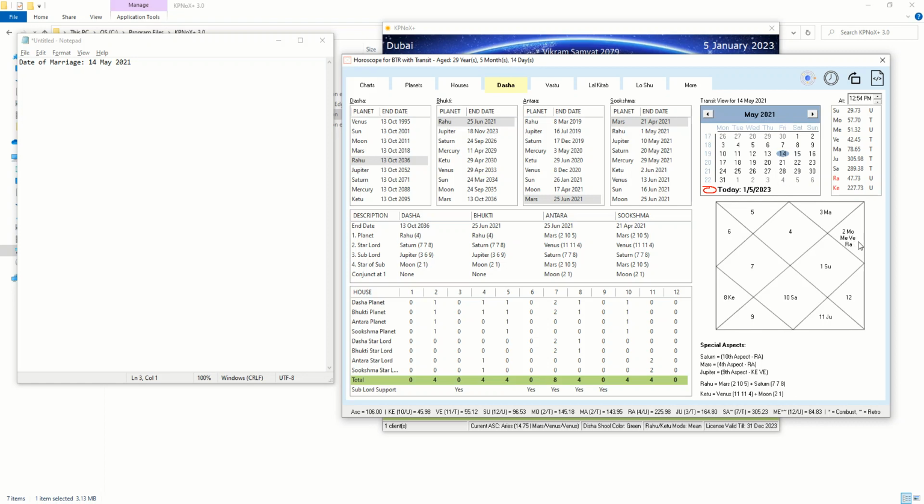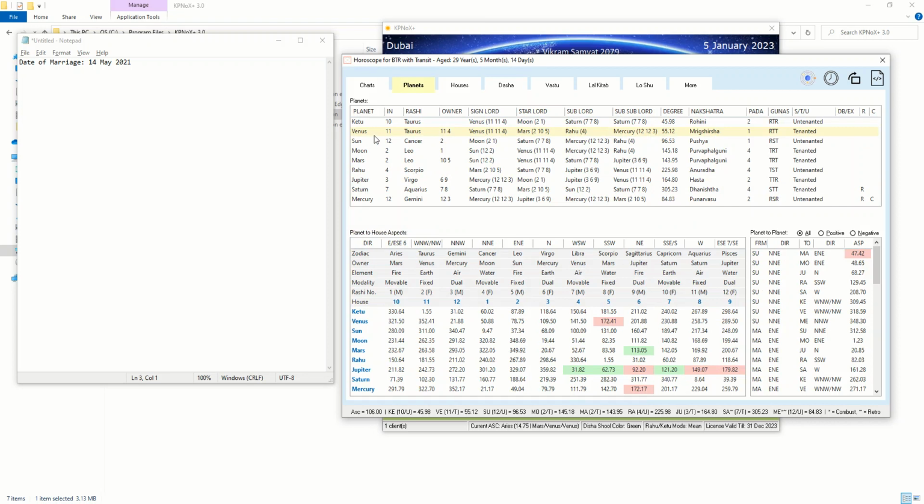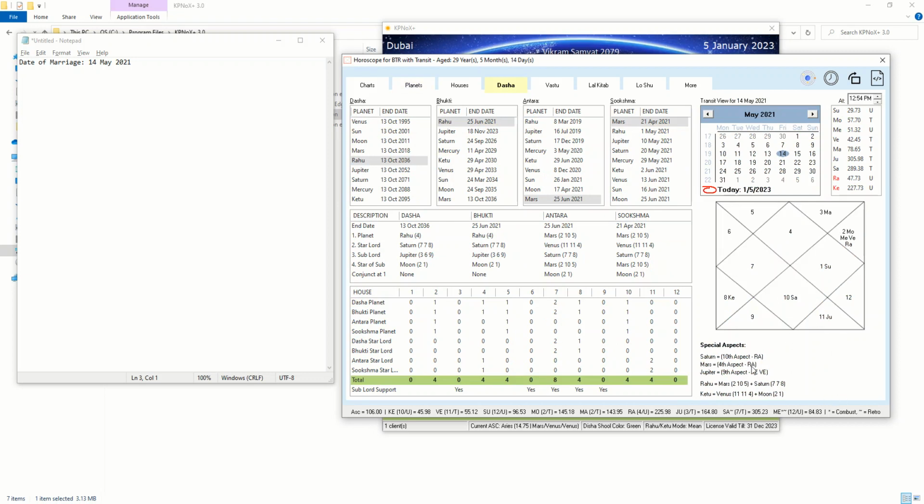We have Moon, Venus. Venus is also giving us 11, and we can't ignore Rahu because Rahu is giving us results of Mars, which is in the second house, and Saturn as well, 7. So the transit pretty much agrees to the date of marriage. That way we can ascertain that yes, the time of birth is accurate.